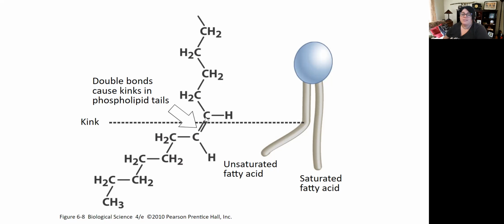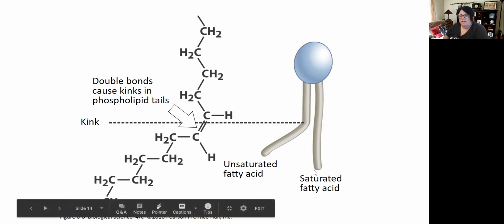Because they're not saturated with hydrogens, we consider them unsaturated. If they had hydrogens on them, it would look more like the one on the right, with a more straight shape, and it would be saturated.